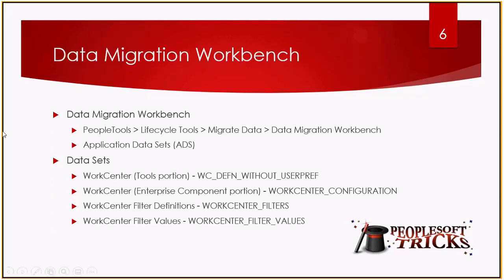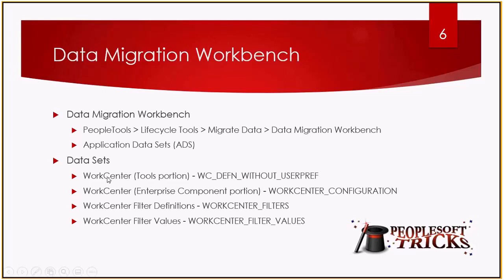So I want to list a couple of the most important data sets. WorkCenter has two parts with just the framework. There's a tools portion, which you get to underneath PeopleTools, and it's the WC definition, and I list the one without user preferences, though there is one with user preferences. The next one is the WorkCenter Enterprise component portion, and this is the WorkCenter configuration that we showed earlier, where you have the 5 tabs, 4 of them being where you define filters for the My Tasks, as well as the query, reports, and links.